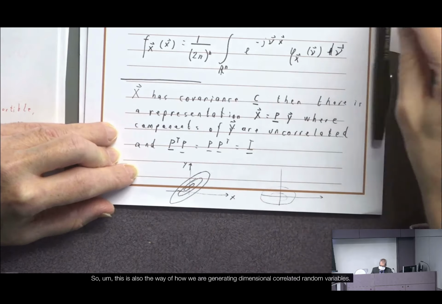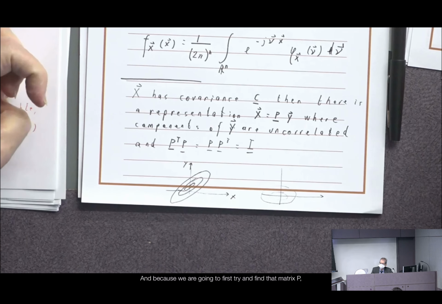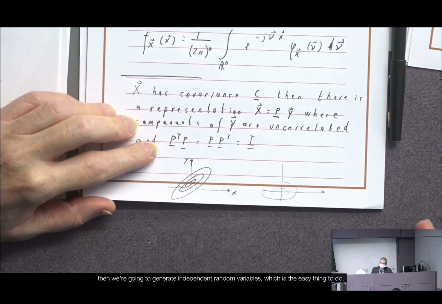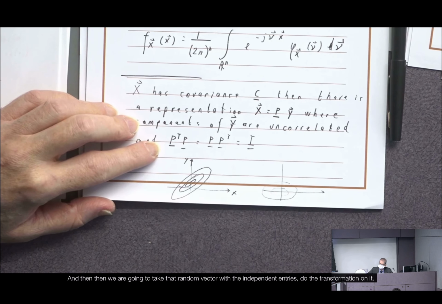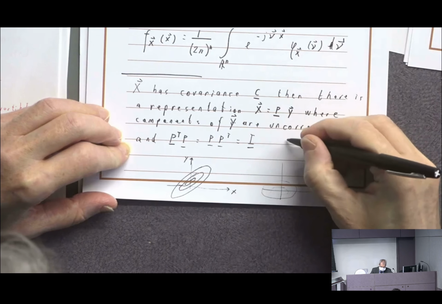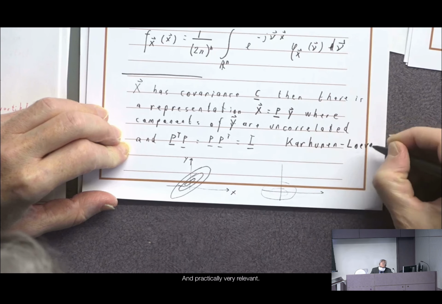So this is also how we generate multidimensional correlated random variables. Because we are first going to try and find that matrix P, then we're going to generate independent random variables, which is the easy thing to do, and then take that random vector with the independent entries, do the transformation on it, and that's going to give us the vector of correlated random variables. So this is both theoretically important and practically very relevant.